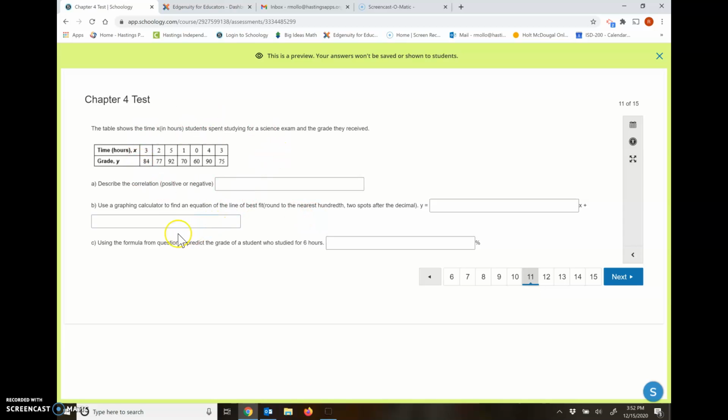11, we're talking about correlation. So we're going to describe the correlation here. Your options are either positive or negative. Okay, and then using graphing calculator, finding the slope and the y-intercept. So remember, this is the stuff we did a little bit of in section 4.4 and then a little bit more in section 4.5. So if you need some help with that, I would go and rewatch those videos from 4.4 and 4.5. And I'd also like you to round it to the nearest hundredth. So that means 2 spots after the decimal.